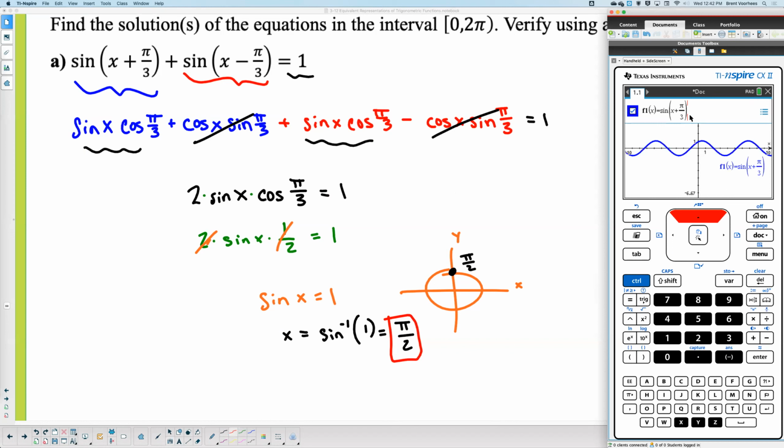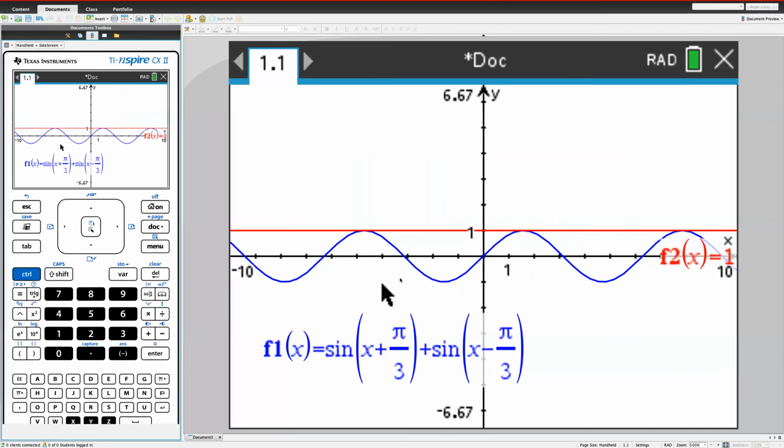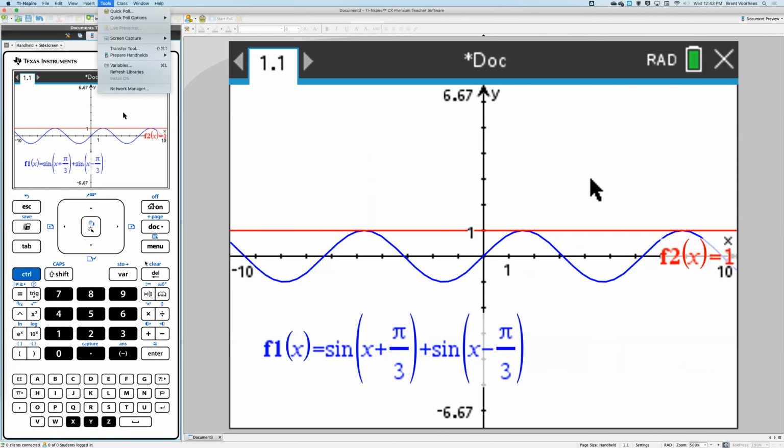Plus sine x minus pi over 3. I want to know, where do those two functions intersect the line of 1? How many solutions do you see right there? Let me blow this up for you. Between 0 and 2 pi, that's the only area I need a solution.